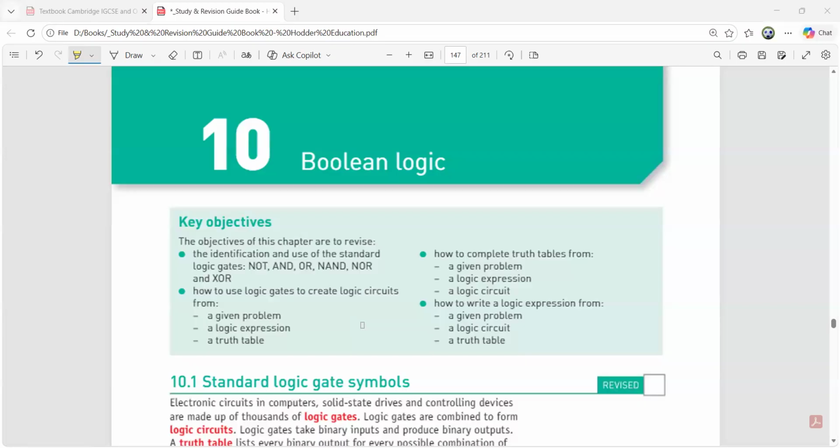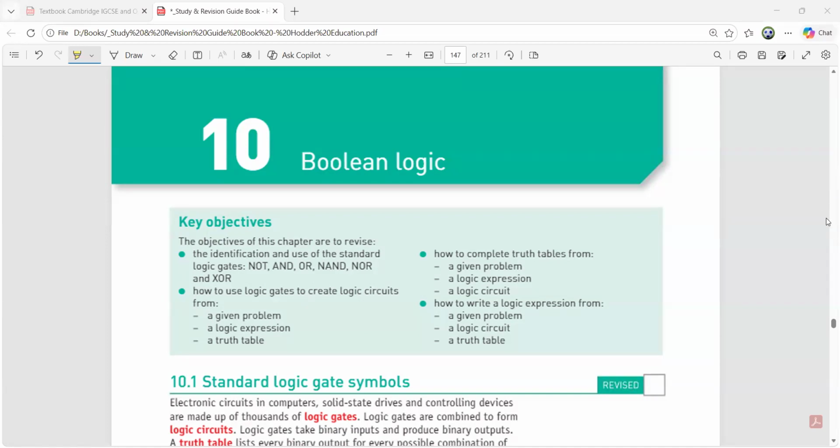Similarly, you are asked to complete the truth tables only. Sometimes they only give you the question to complete the truth table, and they give you a problem, or an expression, or a circuit, which is normally the case, that you are given a complete circuit to make the truth table from. You are also asked to write a logic expression, and be very cautious whenever we are doing it. You are asked to write a logic expression from the given problem, or from the logic circuit or from the truth table.